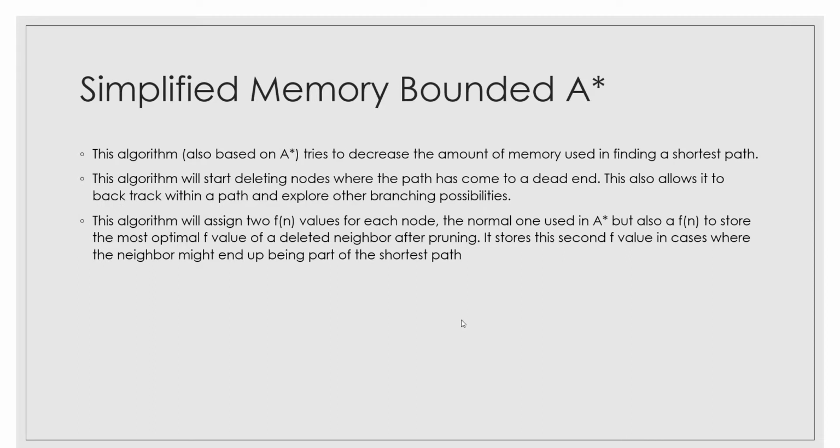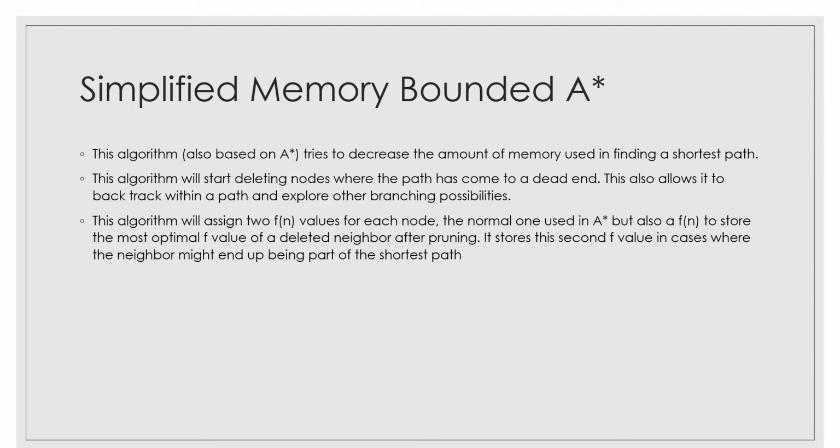Alright, simplified memory bounded A-star. This tries to decrease the amount of memory used by finding the shortest path. This algorithm deletes nodes where the path has led to a dead end or where it's added to a closed list. And it can backtrack a path within a path to explore other branching possibilities.